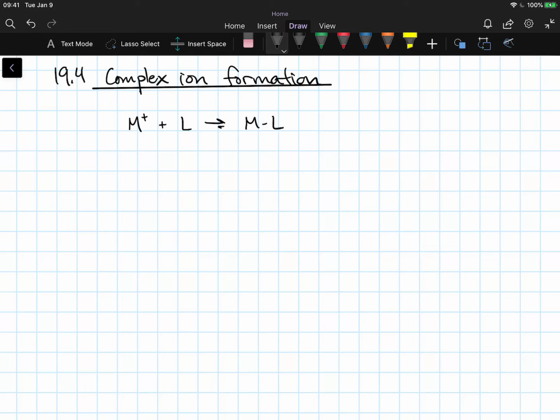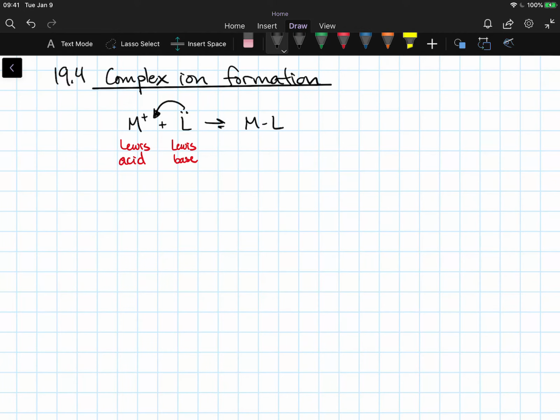And this is actually just our Lewis acid-base theory in disguise, where typically the ligand is a Lewis base. It has an excess of electrons. And the metal is our Lewis acid. It will accept electrons. So the metal is usually electron deficient, and the Lewis base, or the ligand, is electron rich, and it will donate electrons onto the metal and form what we call a complex ion.